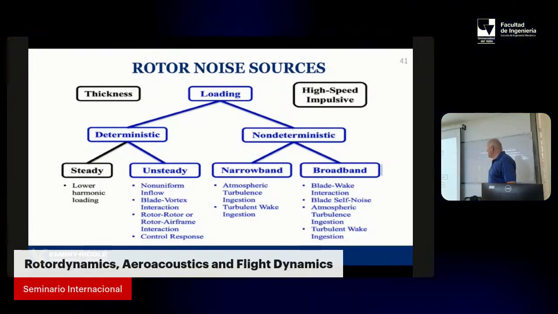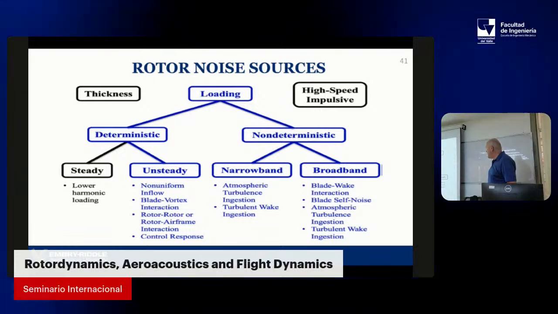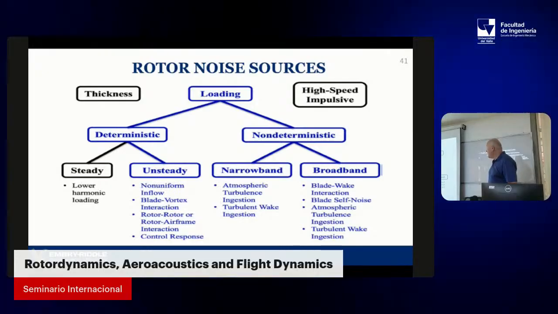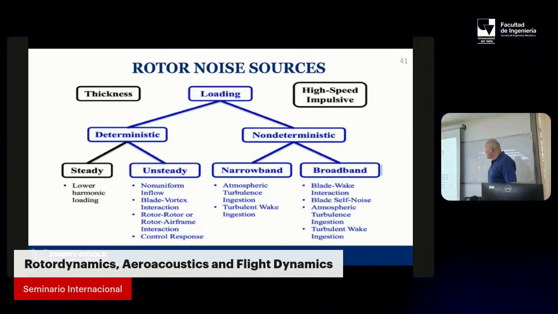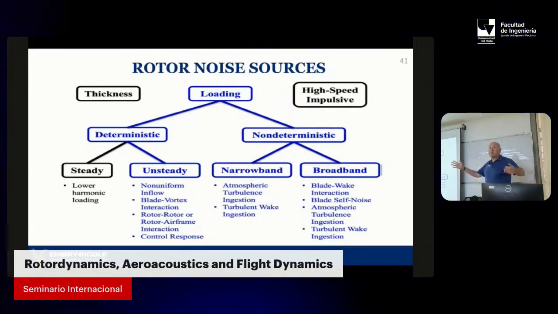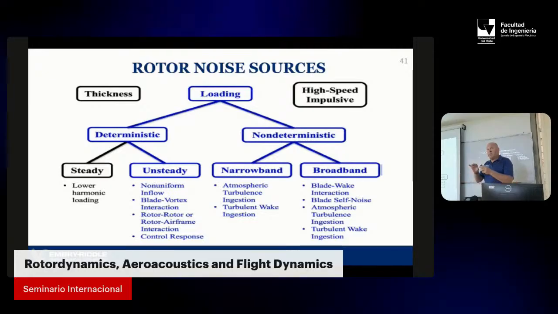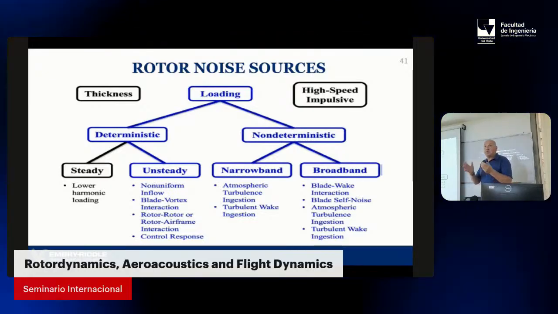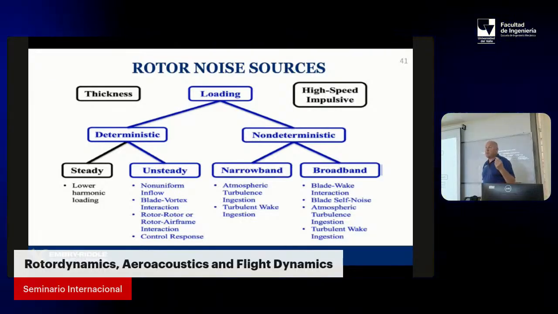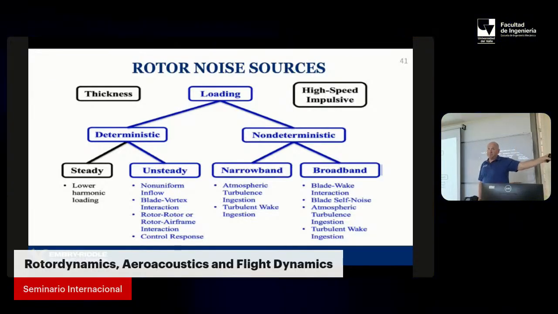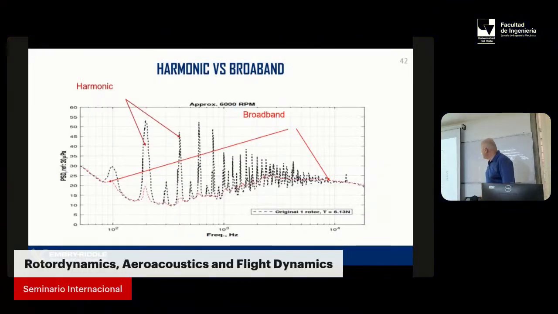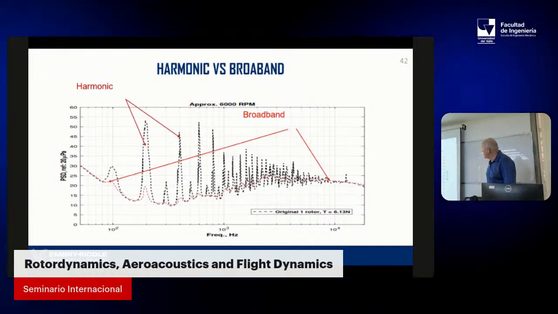So narrowband is not only steady, but also has atmospheric turbulence injection, but broadband has a lot of effect from blade wake interaction, blade self noise, and turbulence injection. It all depends on the scale of turbulence. If it's a large scale structure, it becomes like tonal noise. If it's tiny vortices, which compose the fine-grain turbulence, in this case you produce the broadband, usually higher frequency broadband. So in a way, they look like this. You see, these are the tones, and this is the broadband.